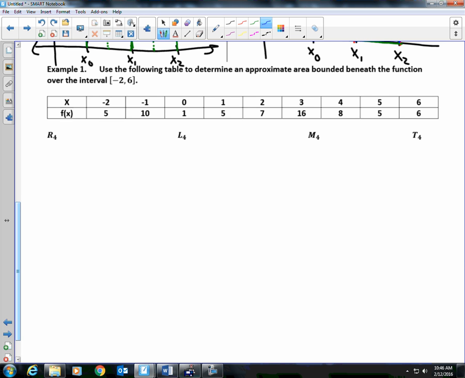This notation right here means I want to find the right-hand sum using 4 rectangles. What is the width of my entire interval? I have a width of 8 for the entire interval. So if I'm going to create 4 rectangles, what's the width of each rectangle? 2. So my first rectangle will be from -2 to 0. Second rectangle from 0 to 2. Third from 2 to 4. And fourth from 4 to 6.